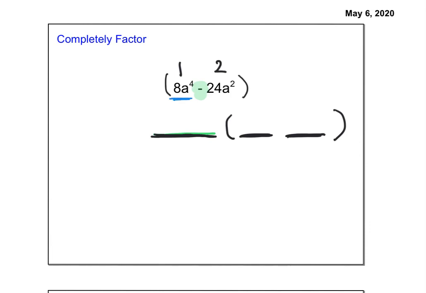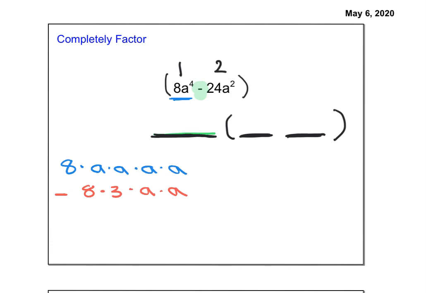Let's look at this first term of 8a to the fourth. I'm going to rewrite that as 8 times a times a times a times a. And then I'm going to rewrite this negative 24a squared. I'm going to have a negative, and then the 24 I'm going to redo as 8 times 3. And then a squared is a times a.